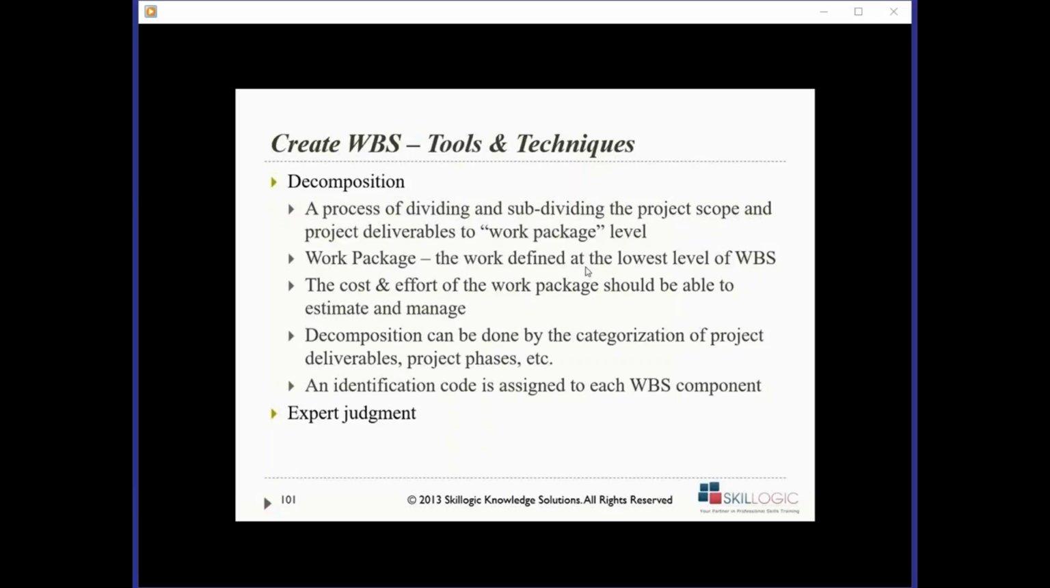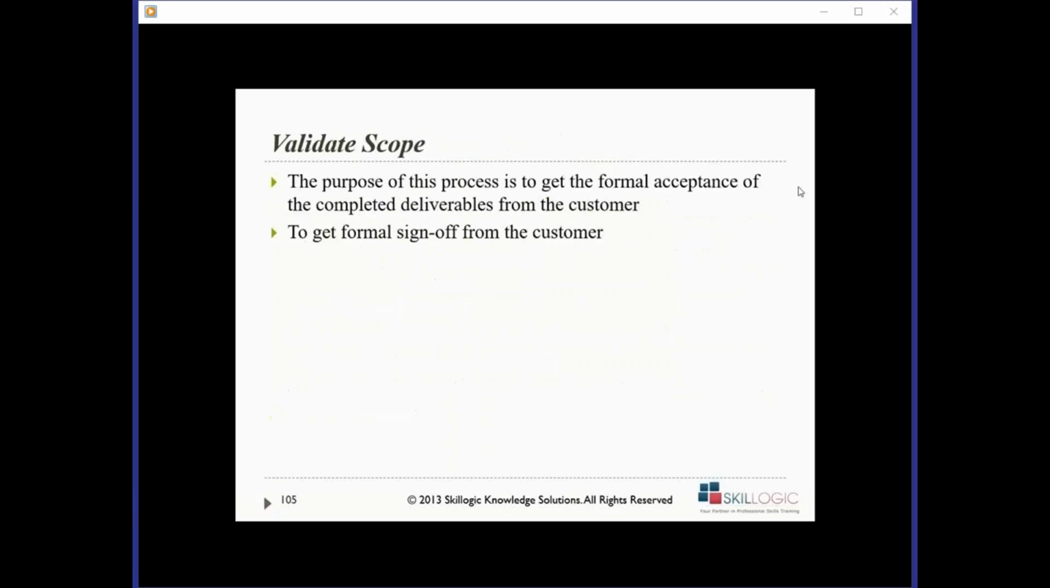So we have moved on to execution. During execution we need to validate if we are developing what we were supposed to develop or deviating from it. The purpose of this process is to get the formal acceptance of the completed deliverables from the customer. We need to ensure that we are getting the acceptance of whatever we are developing from the customer. So we need to validate and get the acceptance from the customer.